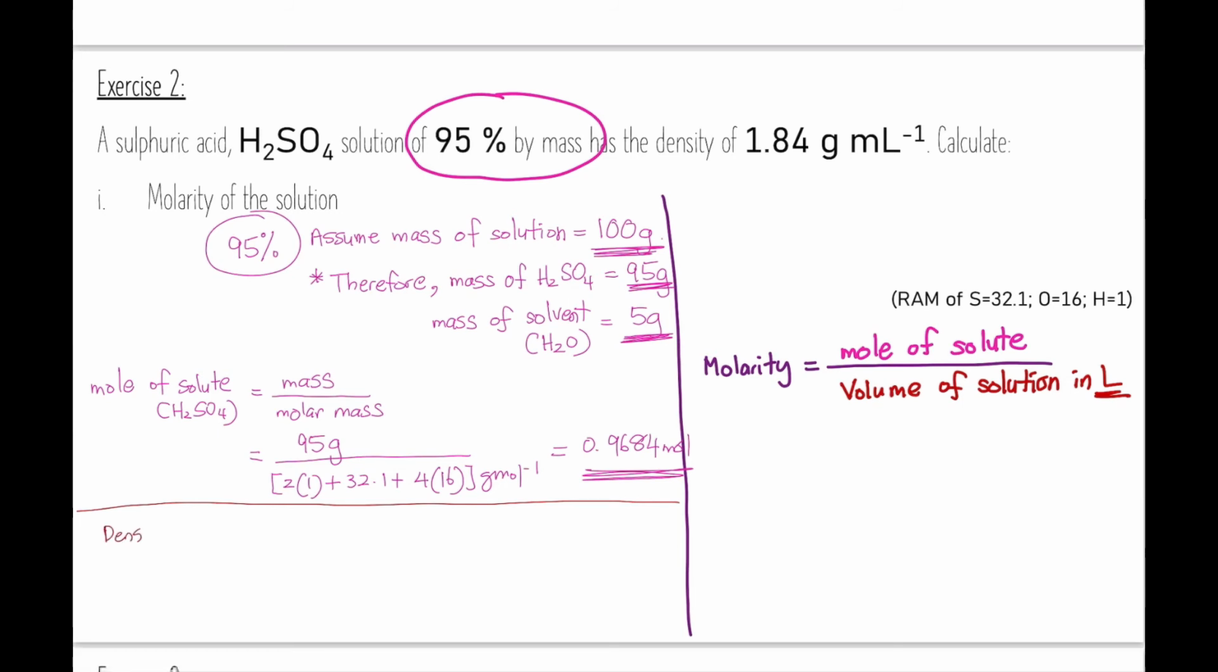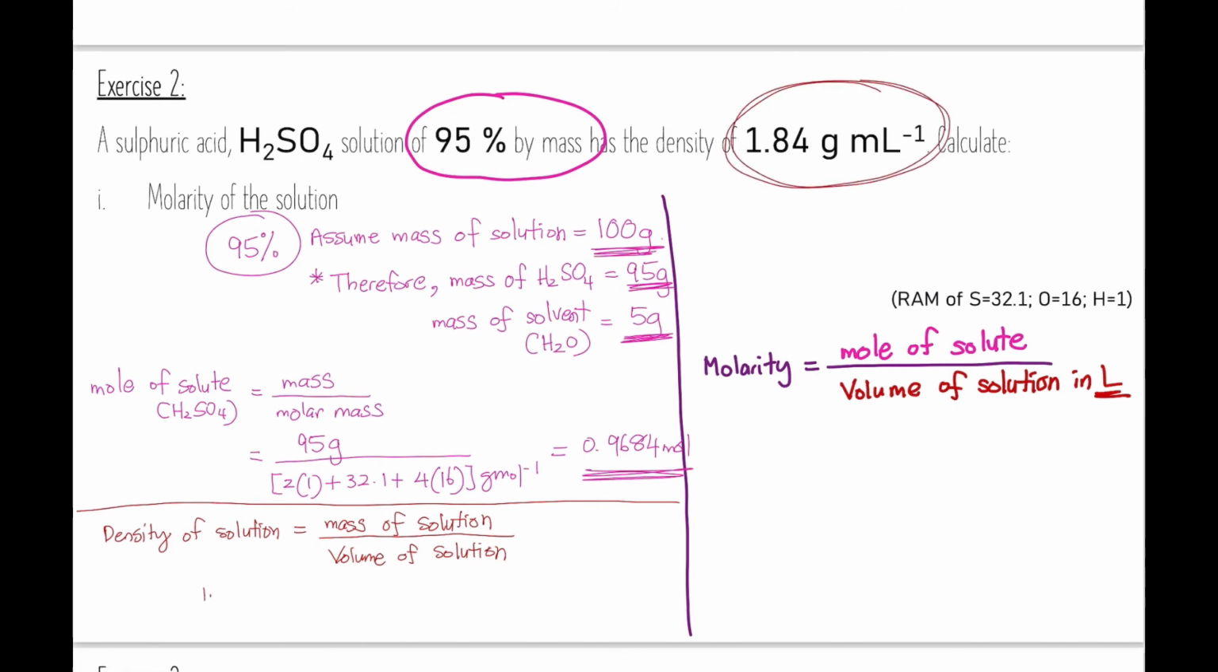Density of solution equals mass of solution divided by volume of solution. Substitute the values. From the question, we know that the density of solution is 1.84 gram per milliliter, equals to mass of solution. We can get it from here, from the assumption.